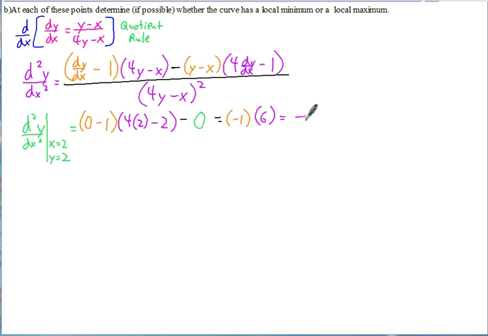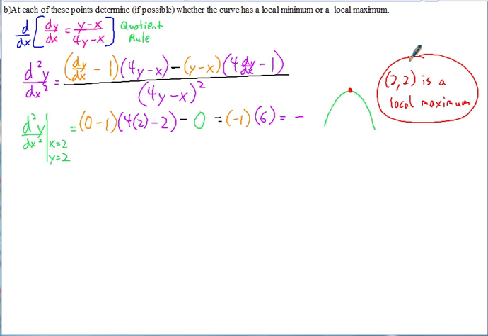If it's negative, we know the graph is concave down. And that means, since it's concave down, we've got a local maximum there at (2, 2). So we can say (2, 2) is a local maximum.